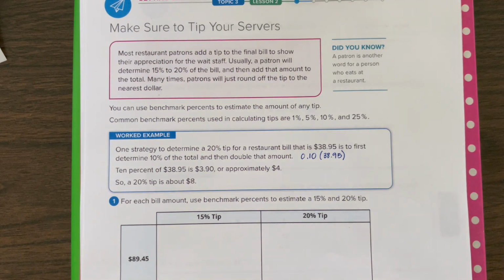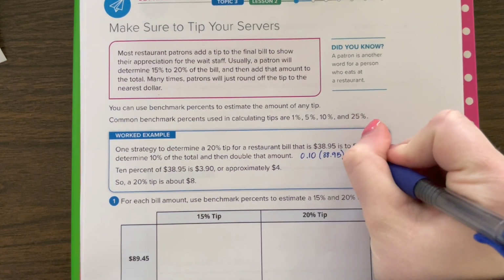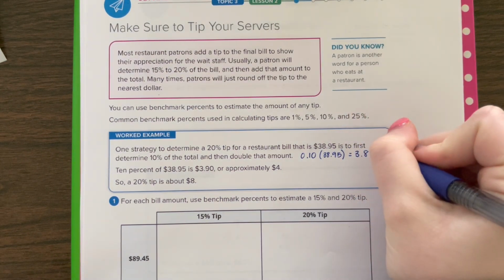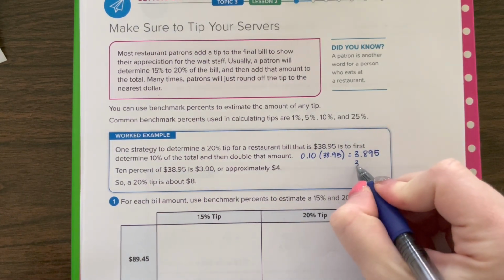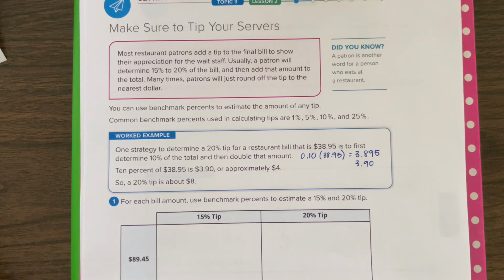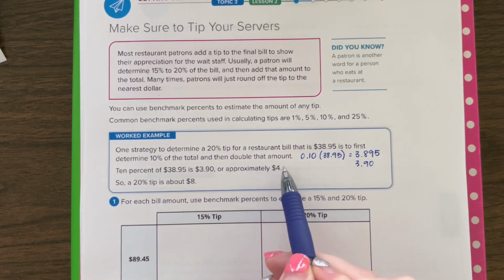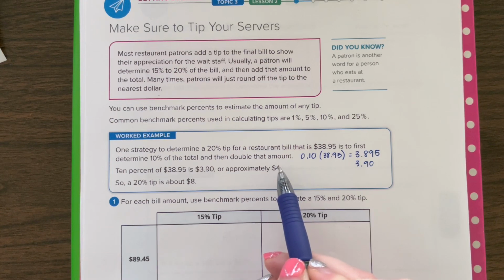You should get $3.895. If we're talking about money, that's roughly $3.90. Now when we're at a restaurant, typically we don't like to deal with all the change, so we would just round it up. So we would say it's about $4 for a 10% tip.